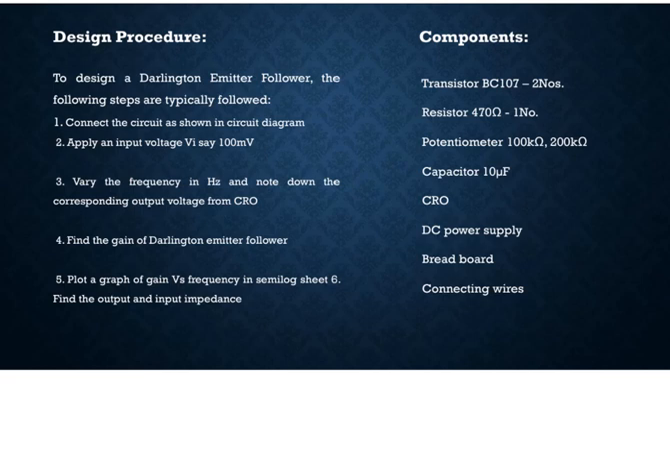And then plot the graph of gain versus frequency on semilog sheet, and we have to find the output and input impedance. The components required for this are a transistor BC107, we have two transistors. Then we require one resistor of 470 ohm. We require two potentiometers, one of 100 kilo ohm and another of 200 kilo ohm. We require one capacitor of 10 microfarad, a CRO, a DC power supply, breadboard, and the connecting wires.